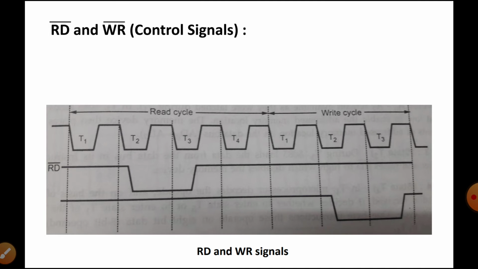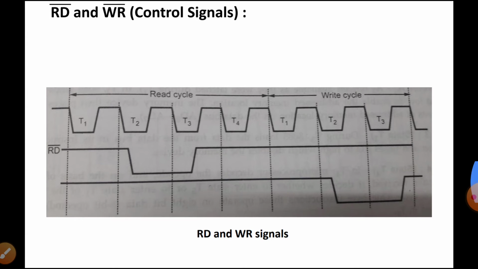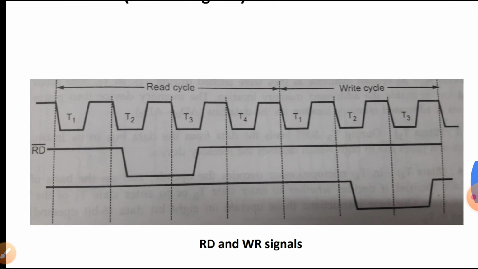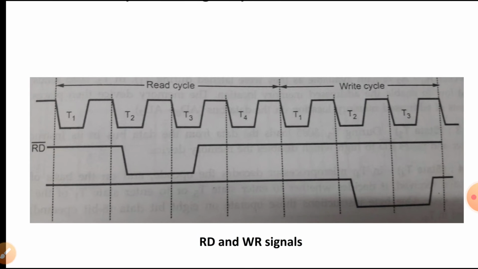Now these signals decide the direction of the data transfer. When the read signal is active, the data is transmitted from the memory to the processor, and when the write signal is active, data is transmitted from the processor to the memory or the input output. Both signals are never active at a time. Only one operation is possible at a time, either the read operation or the write operation.